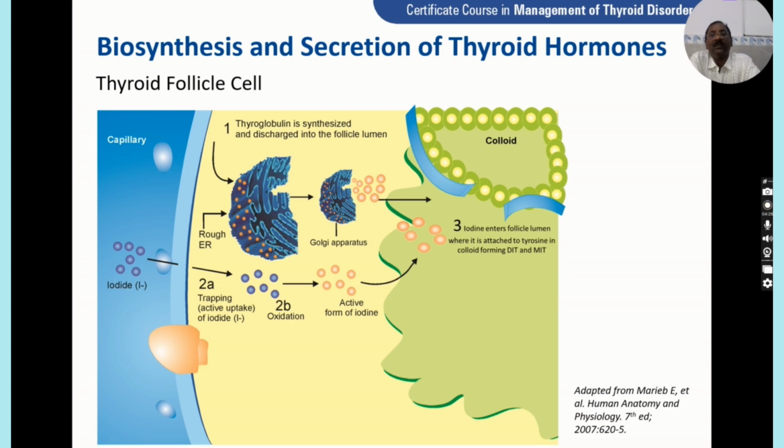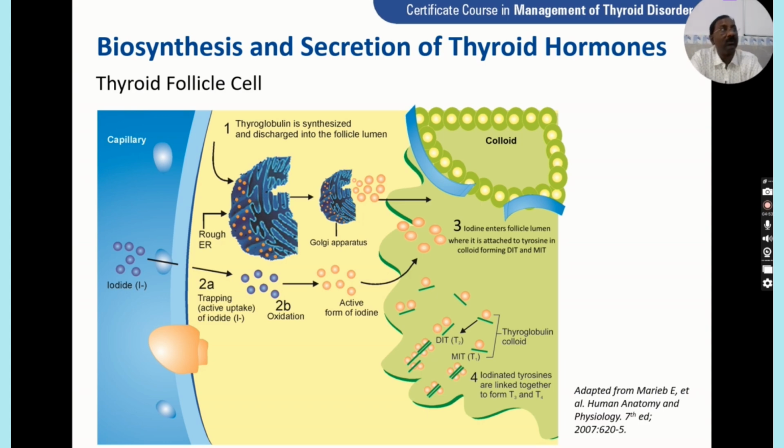Before the iodine, you will have the thyroglobulin that is synthesized and discharged into the follicular lumen. Then the iodine enters the follicular lumen, and they attach together. So they form either MIT or DIT, that is, monoiodotyrosine or diiodotyrosine. With this tyrosine molecule and the iodine combination, you will have either the mono or the di. One MIT and one DIT will give you the T3 levels, or two DITs will give you the T4 levels.